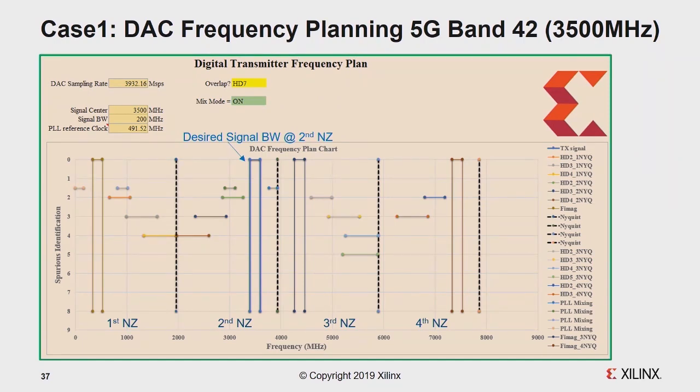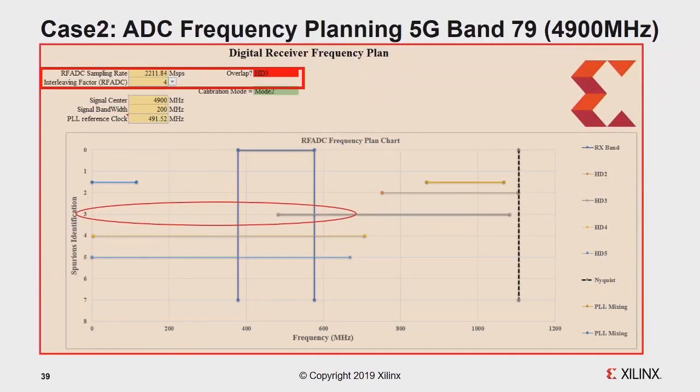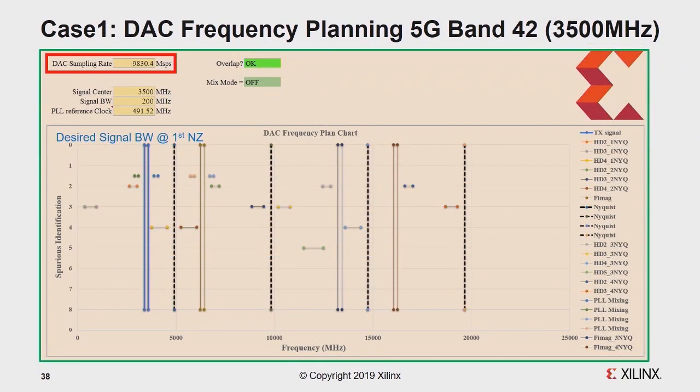Some customers want to implement their signal in the first Nyquist zone. What we can do is enlarge the Nyquist zone bandwidth by increasing your sampling clock. Originally we are at 3.9 gig. When we increase the frequency up to 9.8, you can move your original signal from the second Nyquist zone to the first Nyquist zone.